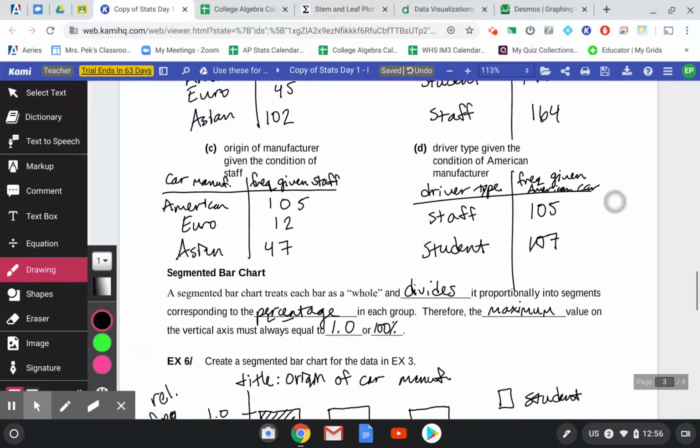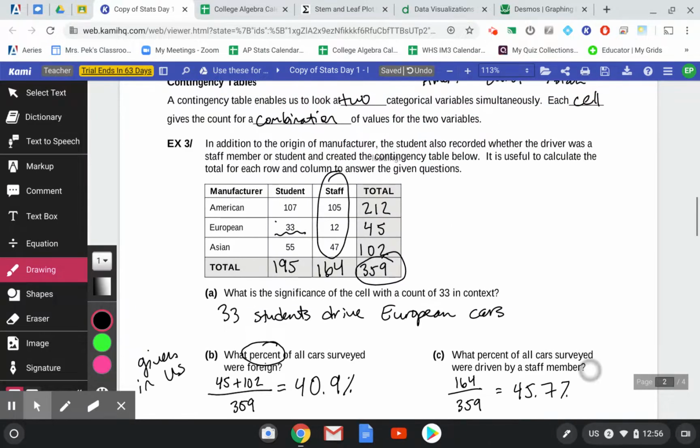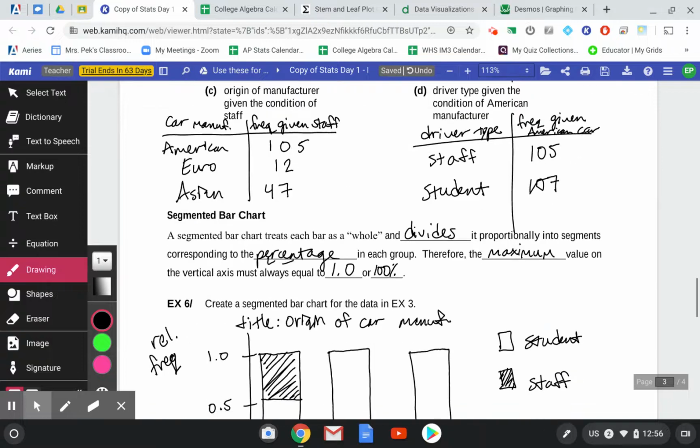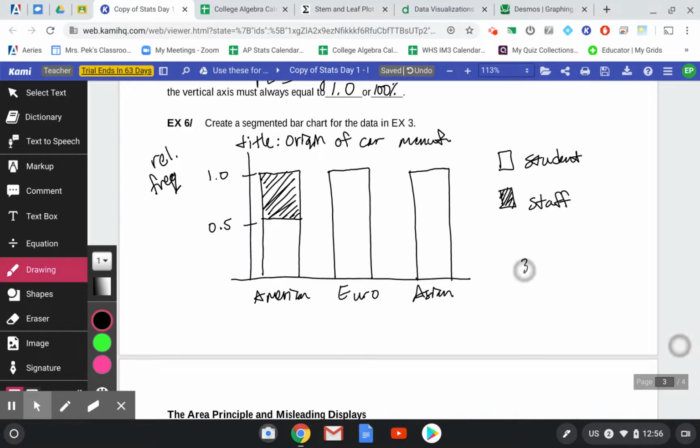Given that we had European cars, now let's go back up to our table. Given that we had European cars, I had 33 students and 12 staff members. So 33, and I can just kind of do this on the side, 33 out of 45, and get my handy dandy calculator here. 33 divided by 45 is 0.73. So it's almost 3/4 is going to be student. Little less than 3/4. There we go. It's going to be student, and then staff is up here.